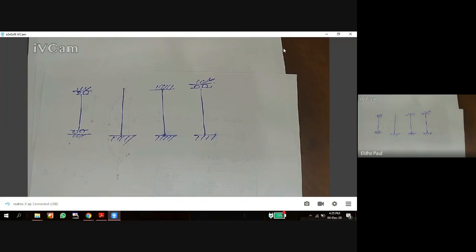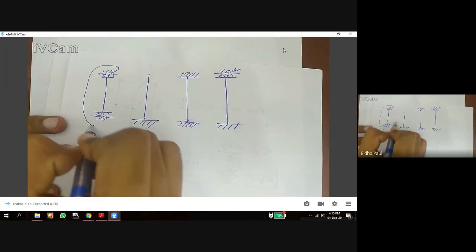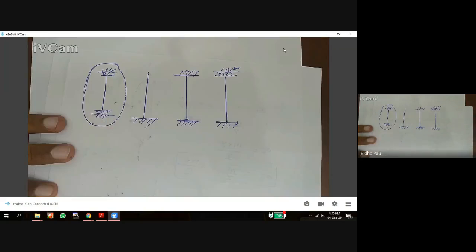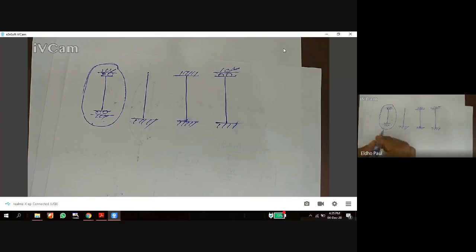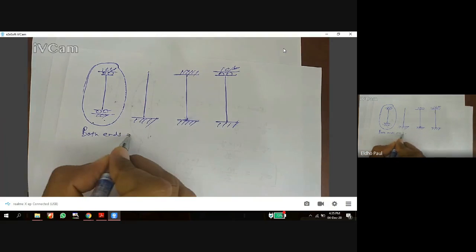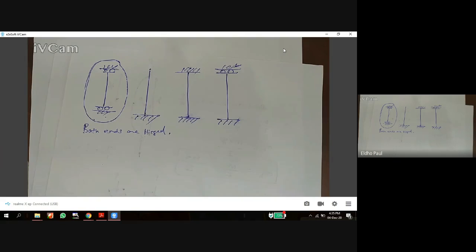Okay. But according to your syllabus, we have to only derive the equation for this end condition, both ends are hinged. So you need to study only the derivation for both ends hinged.